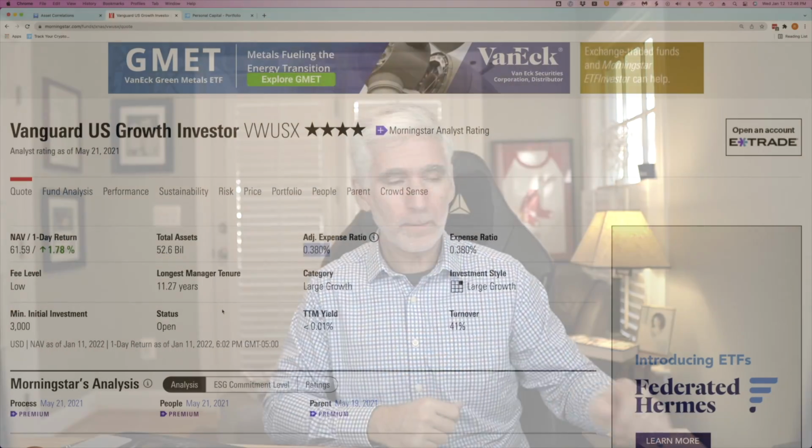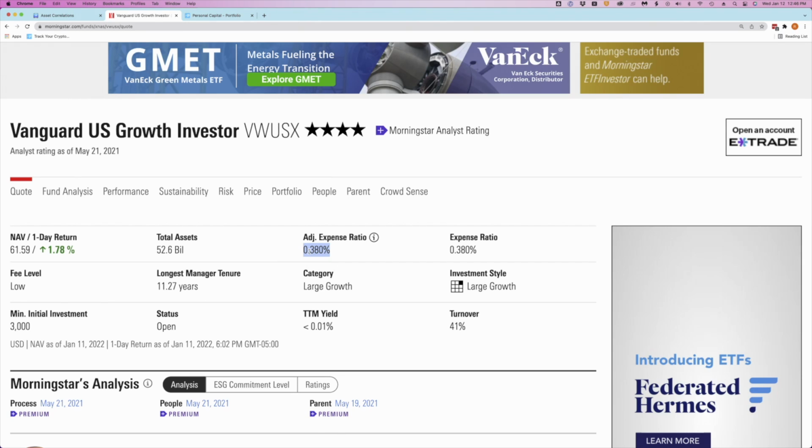For actively managed funds, they say, you know what? No, we're going to hire a bunch of smart people and they're going to evaluate stocks and bonds, and we're going to try to pick the best ones, which sounds reasonable, except that over the long term, most of those actively managed funds don't actually outperform index funds on an after-fee basis. So going back to this fund, this is an actively managed fund. Now, as actively managed funds go, 38 basis points is relatively inexpensive.